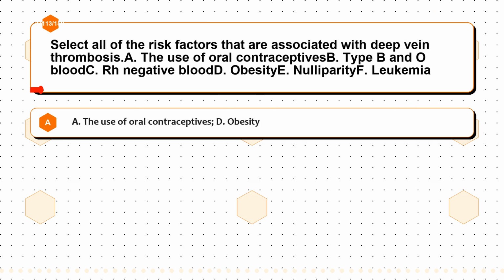Question 113. Select all of the risk factors that are associated with deep vein thrombosis. A. The use of oral contraceptives. B. Type B and O blood. C. Rh negative blood. D. Obesity. E. Nulliparity. F. Leukemia. Here are the options. Option A, A. The use of oral contraceptives. D. Obesity.